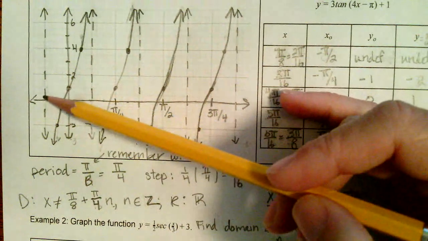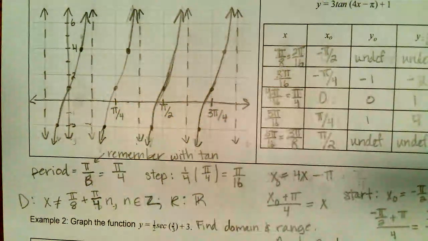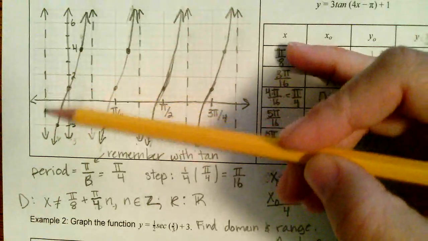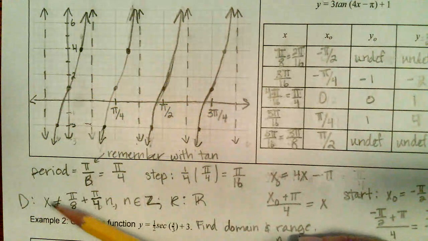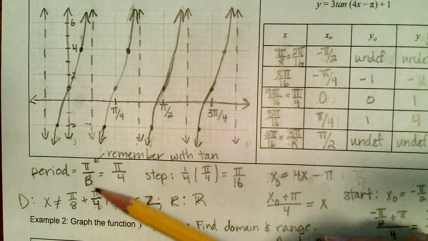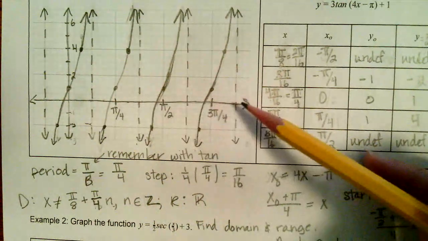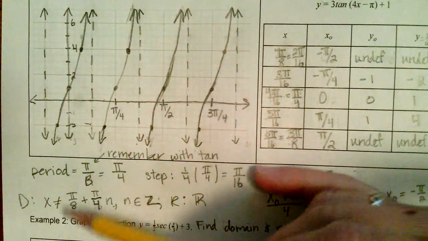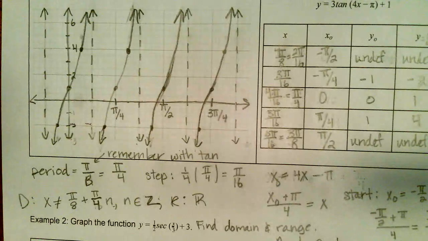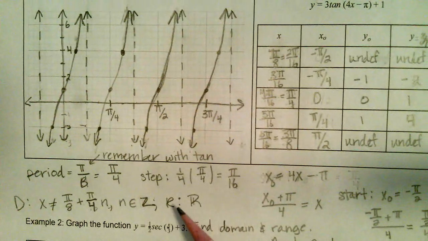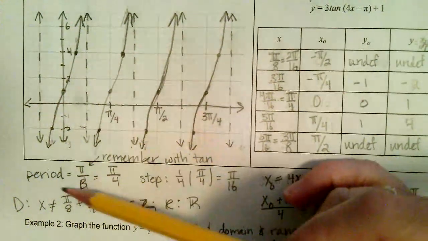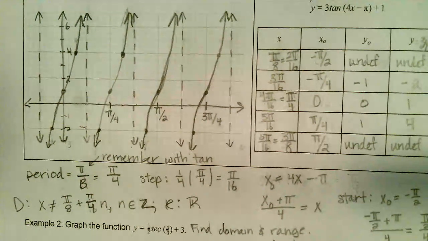You could also start, this is negative pi over 8, right? So you could say that x cannot be negative pi over 8 plus pi over 4n. Okay, there are an infinite number of ways to write this as long as you're generating the same list. And then hopefully you can see for our range, it's all real numbers.